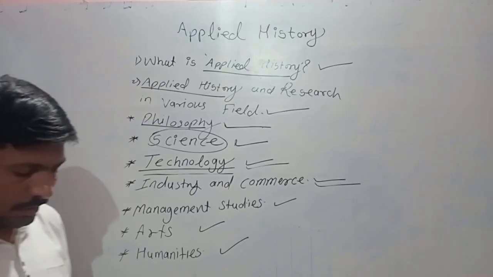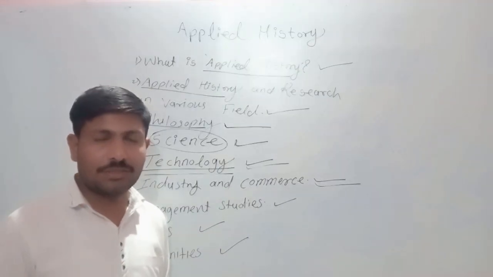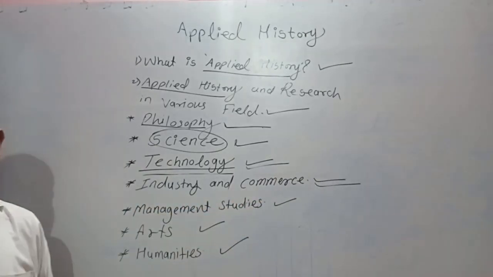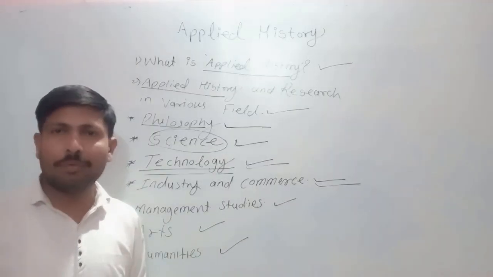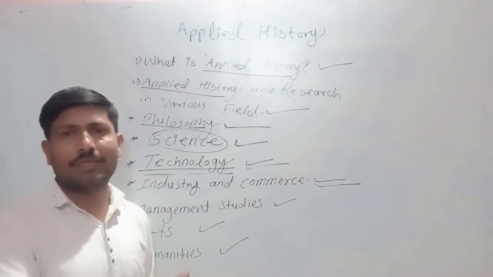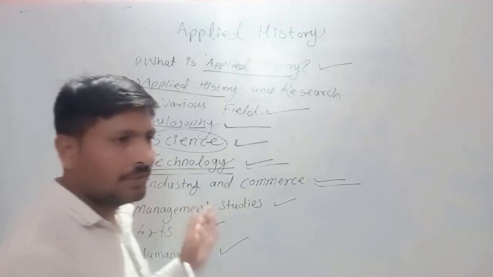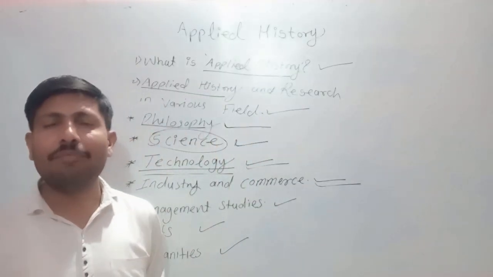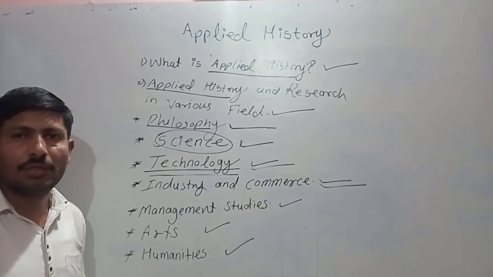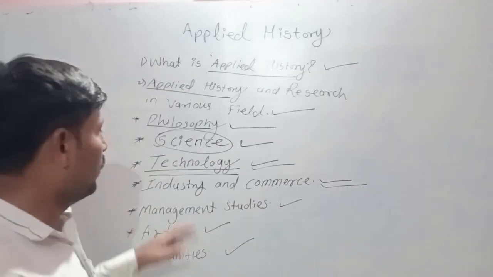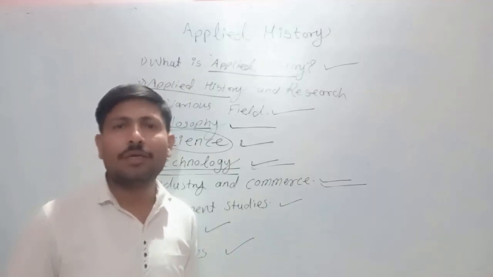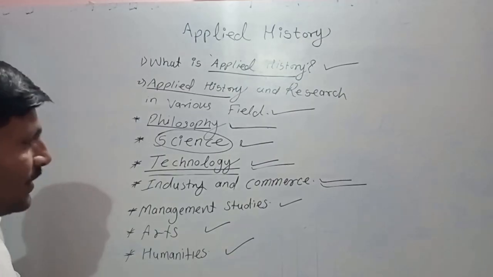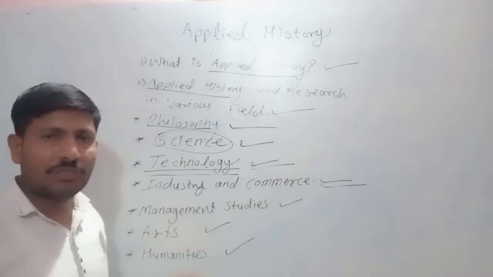Later, if you know about the early civilizations, there were also industries and trade as well as commerce going on between the civilizations. It means that people from one civilization moved to other countries or other areas to sell their productions. Remains of industries and commerce have also been found in civilizations. So that is part of applied history.